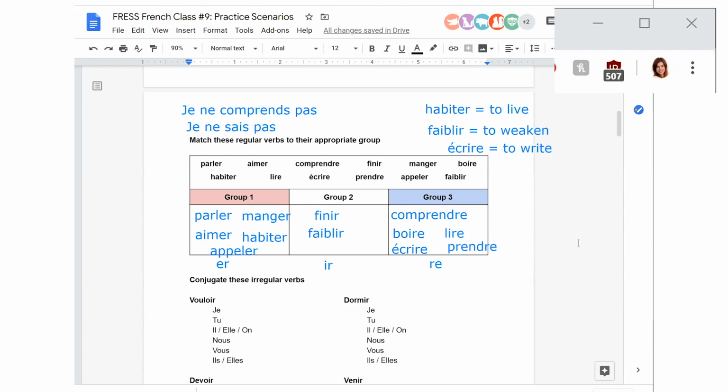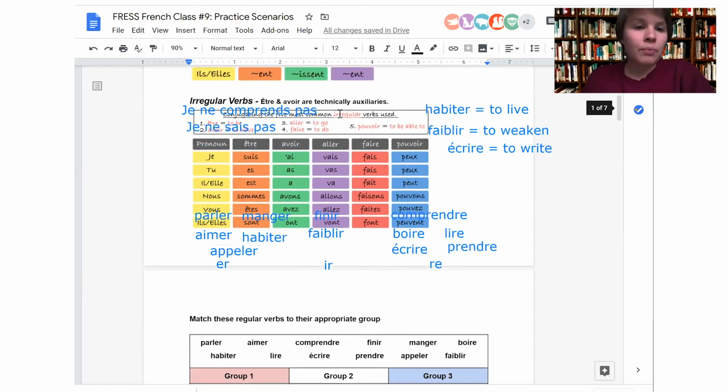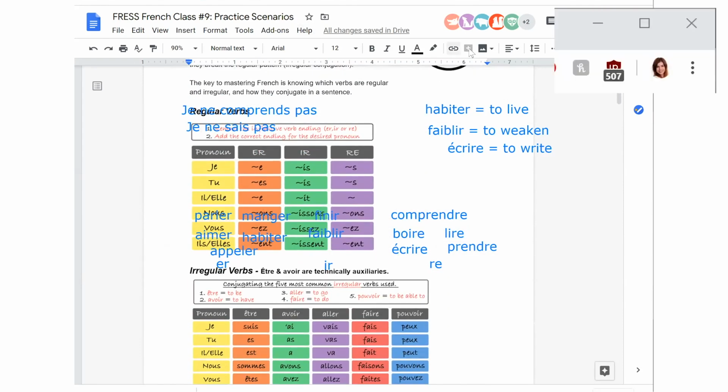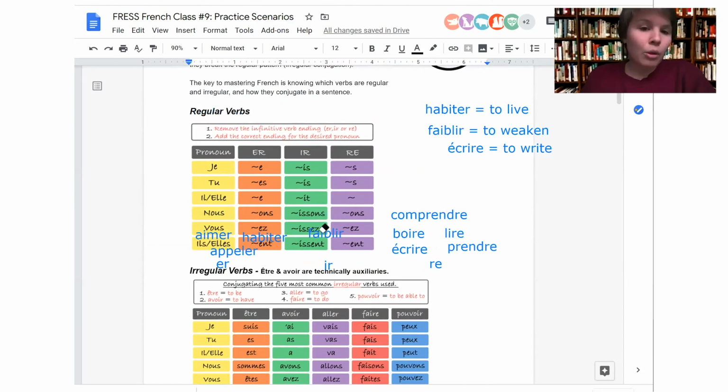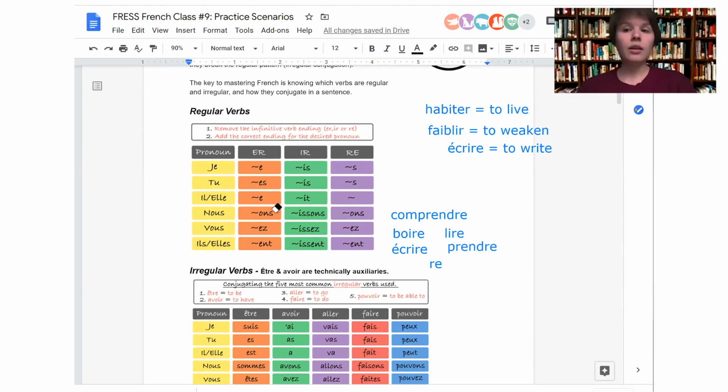Sorry, what is putting them into groups helps us do what again? I've forgotten. It helps us to determine how they need to be conjugated when they are next to a pronoun. Gotcha. Depending on their group, they will conjugate in different ways. Because they're regular, if they end in ER, IR, or RE, they will usually, 95% of the time, finish like this. If they don't, then they are irregular verbs and they have a different pattern, and you just need to be aware of that.